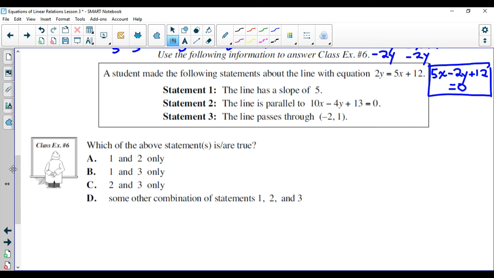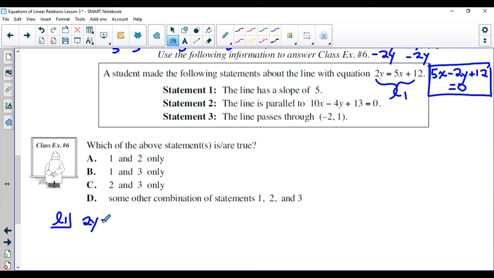Okay, final example. It says a student made the following statements about a line with an equation 2y equals 5x plus 12. We're going to call this line number 1. So we'll say L1. Okay, so it says, first of all, statement 1: the line has a slope of 5. Okay, well, let's figure that out. To identify if it has a slope of 5 or not, we need to turn it into y equals mx plus b format. Now, this is close to being in y equals mx plus b format, except when you're in y equals mx plus b format, the only number in front of the y can be a 1. So we just have to get rid of that 2 there.